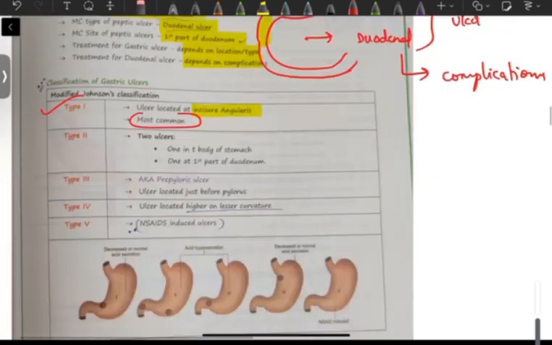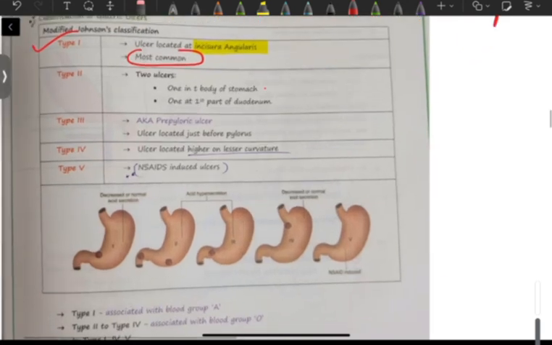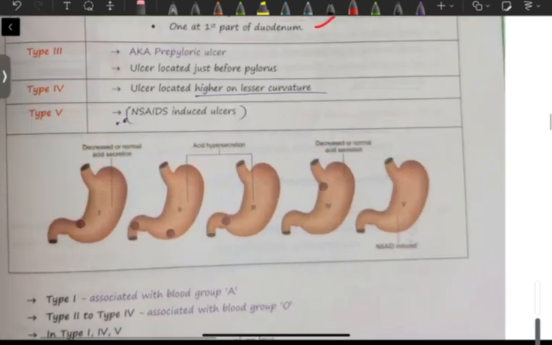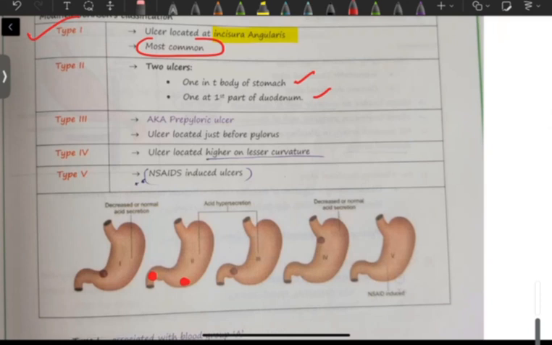Type 2: there can be two ulcers, one in the body of the stomach and one in the first part of the duodenum. So if there are two ulcers, one in the body and one in the duodenum, then that is type 2.